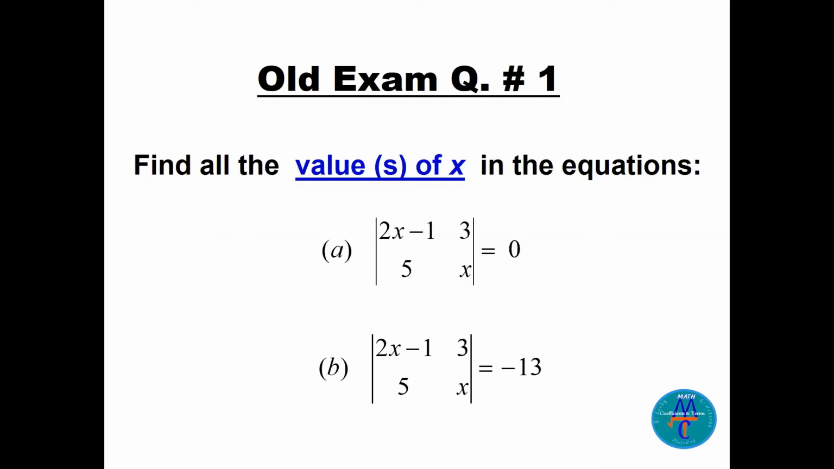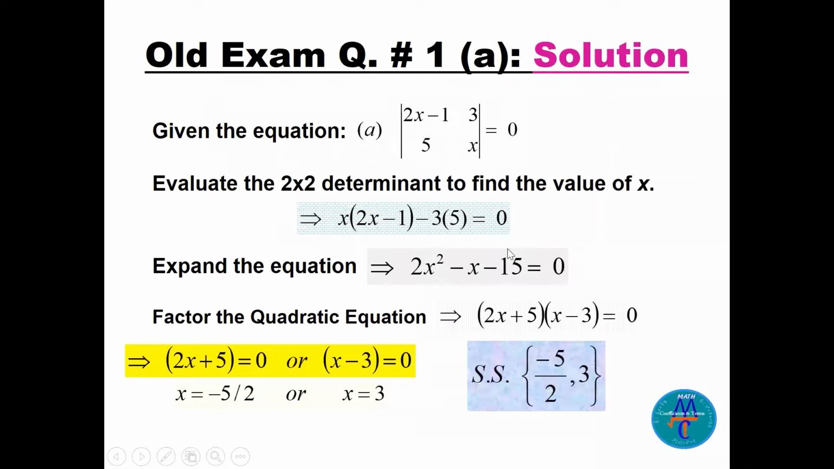So easy. The first one, the 2 by 2 determinant is equal to 0, so we can just solve it. We evaluate the 2 by 2 determinant to find the value of x. So we multiply (2x minus 1) times (x minus 3) times 5, according to the formula, is equal to 0. Just expand the equation: 2x squared minus x minus 15 is equal to 0.